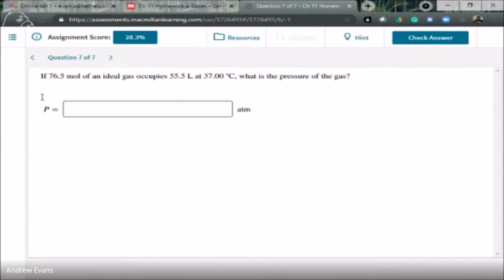Once again, moles, liters, temperature, what is pressure? The only problem here is they give us temperature in Celsius. So I'm going to skip this one and we'll move on to part B. As I said, part A is relatively straightforward as far as some of the homework goes. Part B is when we get into some of the more unusual equations.